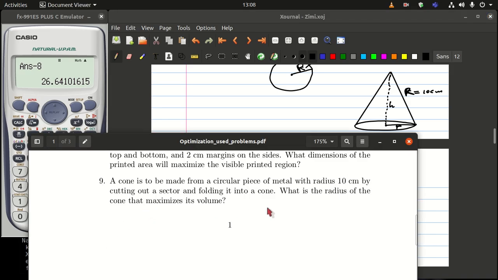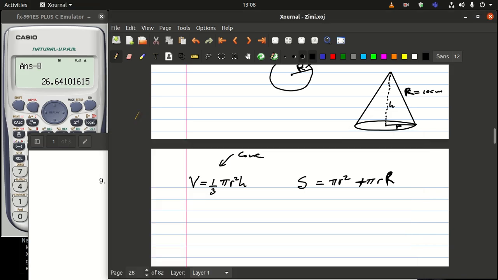The question is saying, what is the radius of the cone that maximizes its volume? We want to maximize its volume. So basically, if you look into this here, we have a volume of 1 over 3 pi r squared h. So the only thing that we are actually not having here is the height. So we want to write the height in terms of the radius.